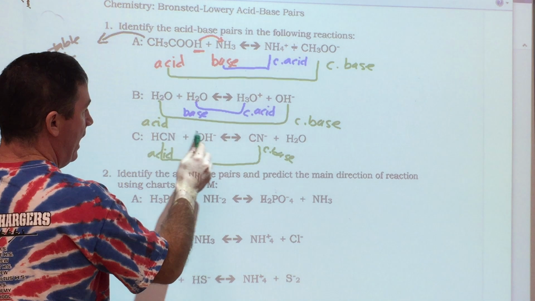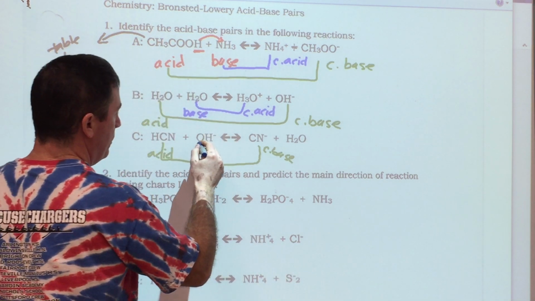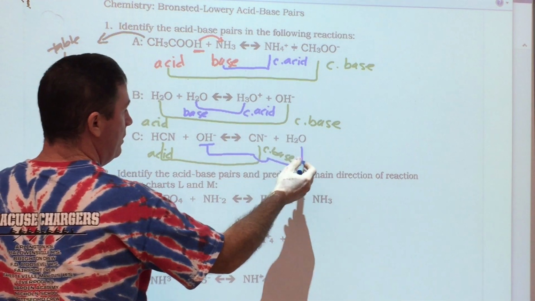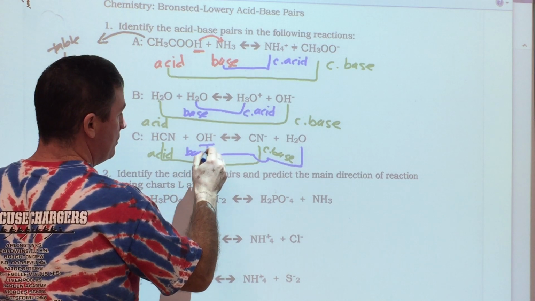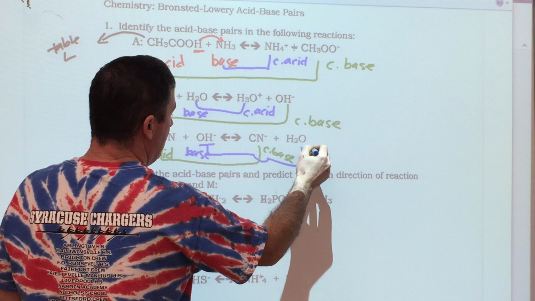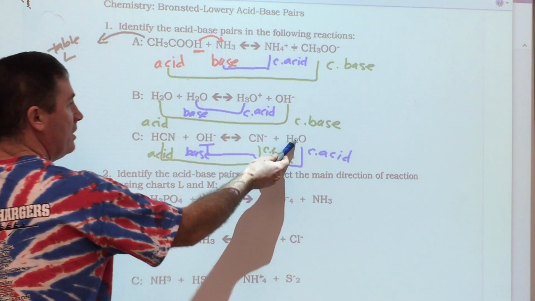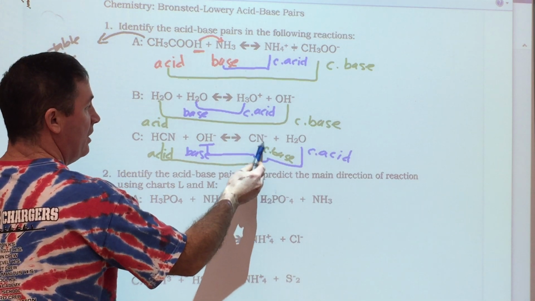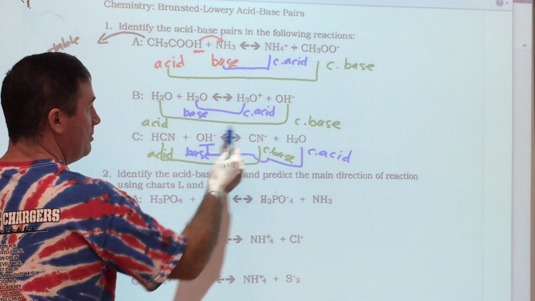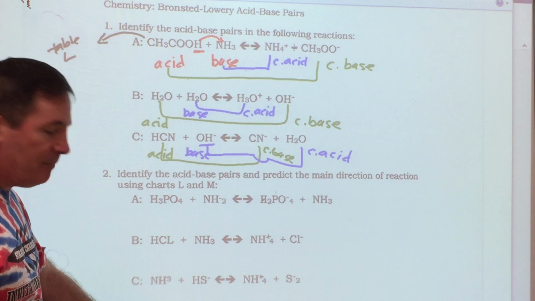Hydroxide ion takes that hydrogen and we could link it with, so this is the base because it's accepting the hydrogen, and this is the conjugate acid because if we go from right to left, this will accept the hydrogen ion, and this will donate the hydrogen ion to become OH minus. All right, finish that up for your homework tonight, post it.